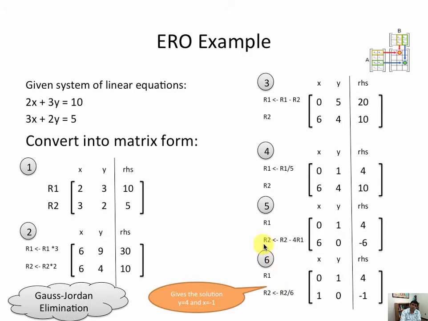So the bottom line is that each row performs an operation on the previous value of its row, and the operation could be a multiplication by a constant or a subtraction or addition of another row multiplied by a constant.